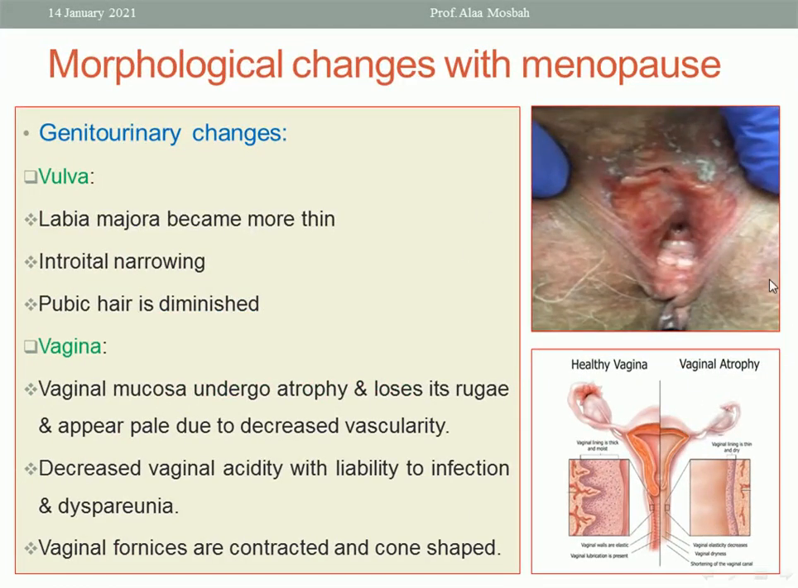What about the genitourinary changes? Please look at this picture. There is atrophy or thinning of the labia majora. The pubic hair is little, and there is narrow introitus, which may cause dyspareunia, and there is atrophic vaginitis sometimes. And you can see here the thickness of the vagina in childbearing age. This is the difference: this is thick in childbearing age, and this is atrophied and thin during menopause. Also, there is decrease in vaginal acidity during menopause. The vaginal fornices become contracted and flushed with the cervix, which becomes cone shaped.